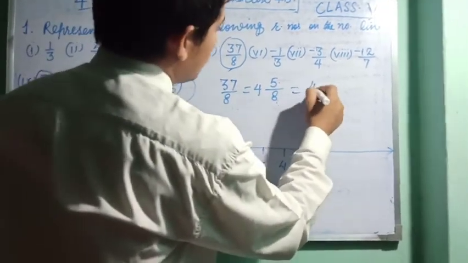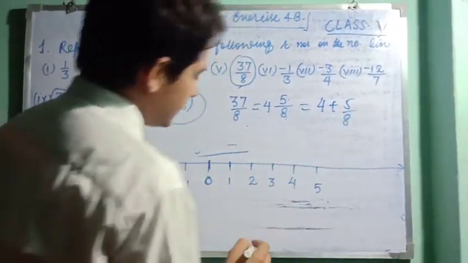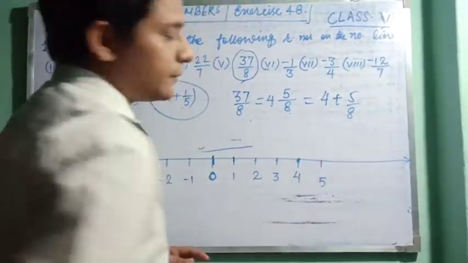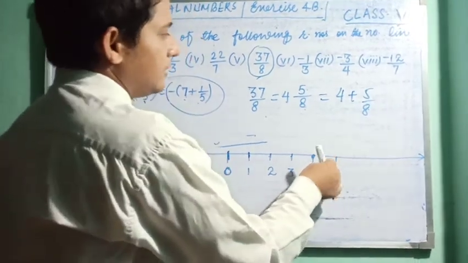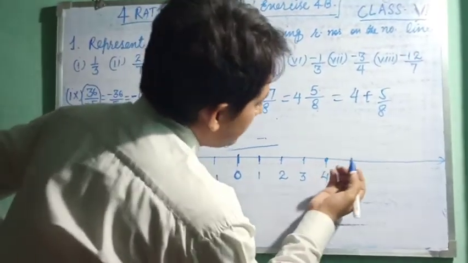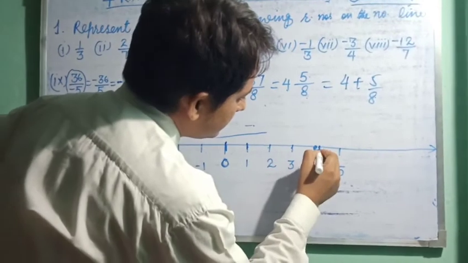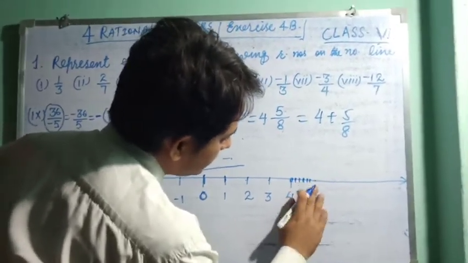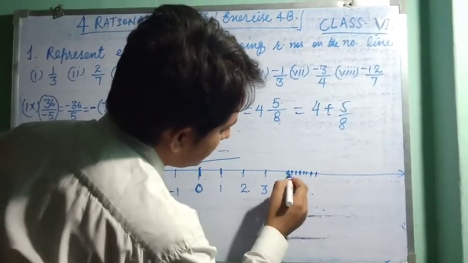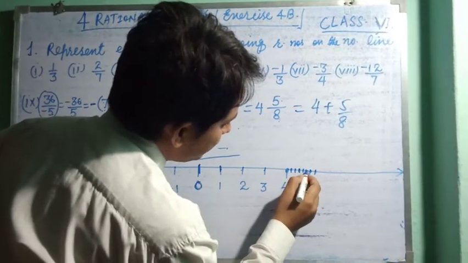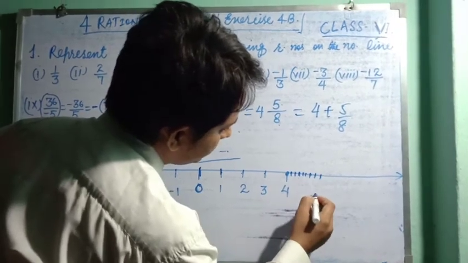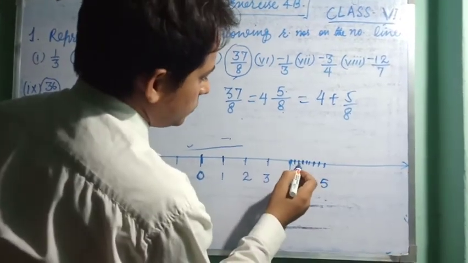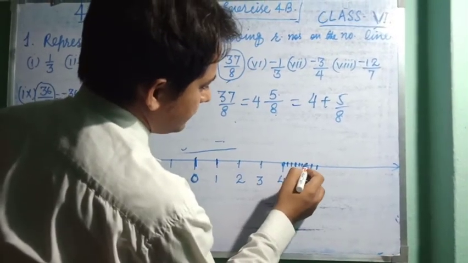This can be written as 4 plus 5 by 8. That means here are the 4 units, and here is the 5 by 8. Each unit is divided into 8 equal parts. Now I am going to divide this unit: 1, 2, 3, 4, 5, 6, 7, and this is 8. Here is 5 by 8. Count: 1, 2, 3, 4, 5.